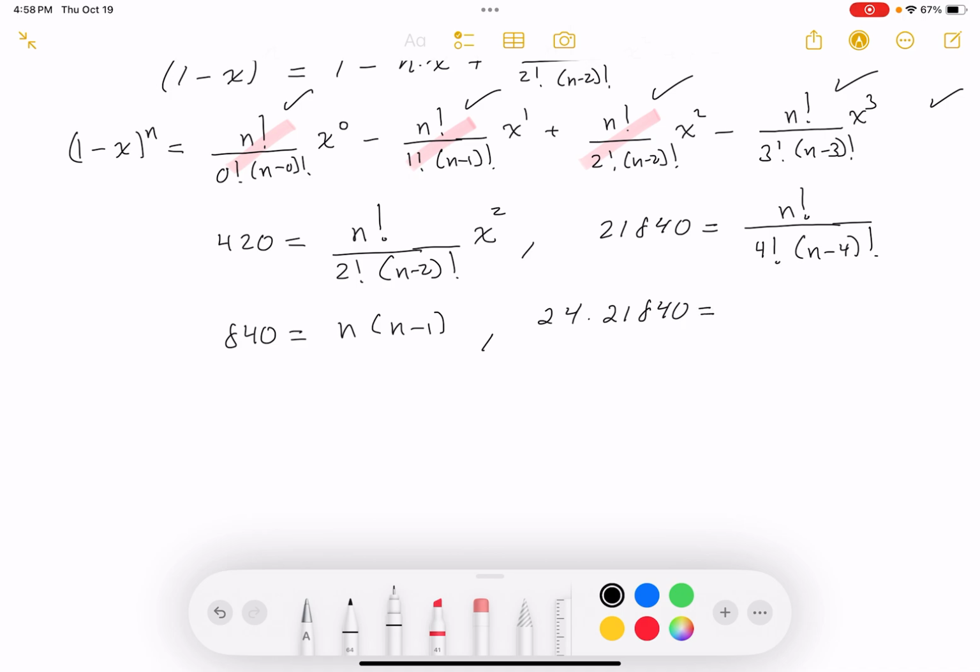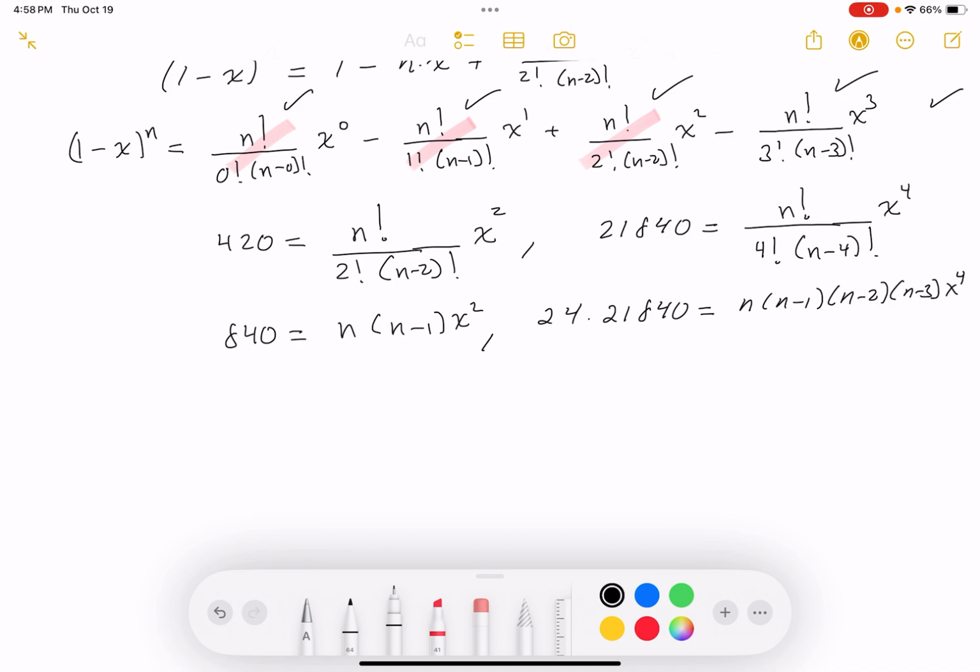24 times 21,840 is equal to, we got to be careful here now. It's going to be n, n minus 1, n minus 2, and then n minus 3. Oh, you know what? I forgot to put the x squared here. Sorry about that. And that would be, I forgot to put it over here too, that would be x to the 4. Sorry about that. All right? Wow. You know what I'm going to do? I think I'm going to divide the two.